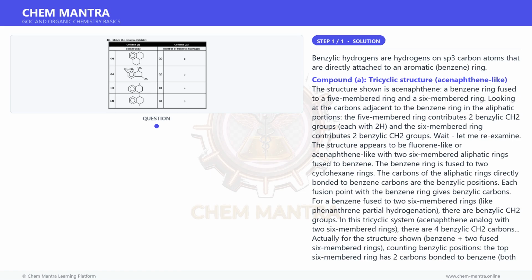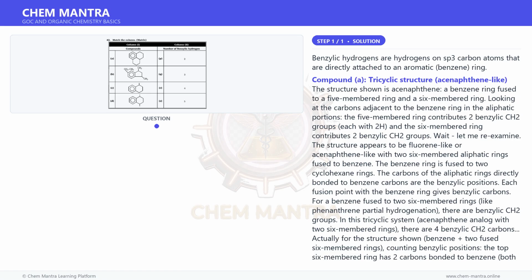Compound C, 1-methyltetraline, 1-methyl-1,2,3,4-tetrahydronaphthalene. Tetraline has benzylic carbons at C1 and C4, both directly attached to benzene. C1 has a methyl group, so C1 contributes 1 benzylic H, and C4 is CH2, contributing 2 benzylic H. Total is equal to 1 plus 2 equals 3. This matches Q equal to 3.